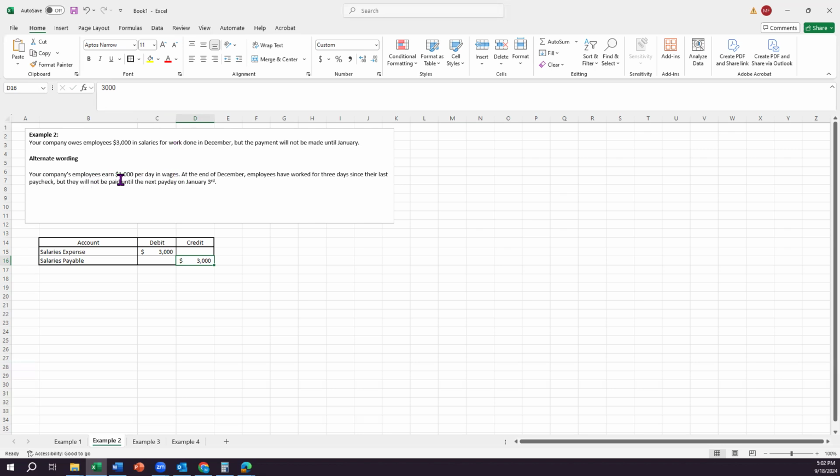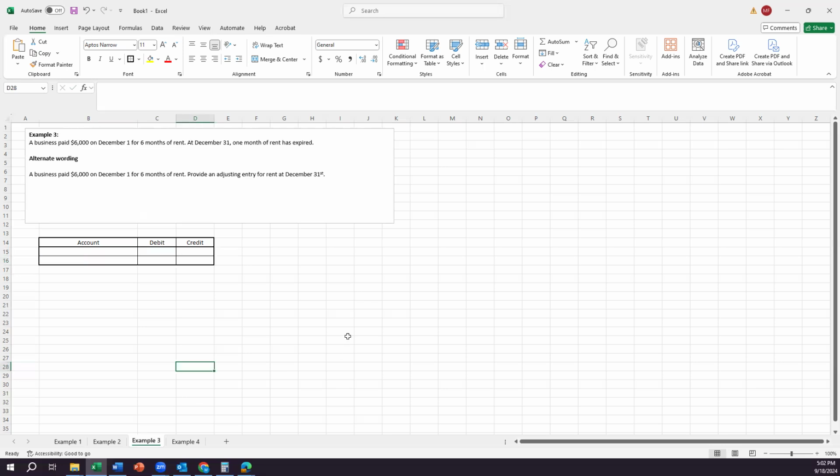But here all we're saying is if they earn $1,000 a day, and since the last paycheck they've worked 3 days, that means they've earned $3,000, but we won't be paying it until January. So we need to do an adjusting entry on the last day of December to show the expense that we've incurred of $3,000 in salaries, but that we won't be paying it until the next financial period.